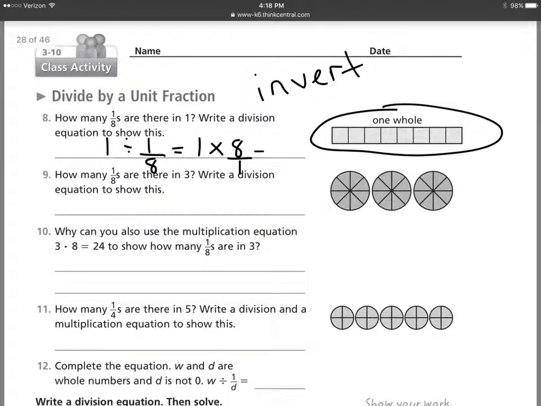And so when we do that, we now can multiply 1 times 8, which is 8, and 1 times 1, which is 1. And that's an improper fraction, so our answer then is going to be 8. Pause the video now and complete number 9 on your own.